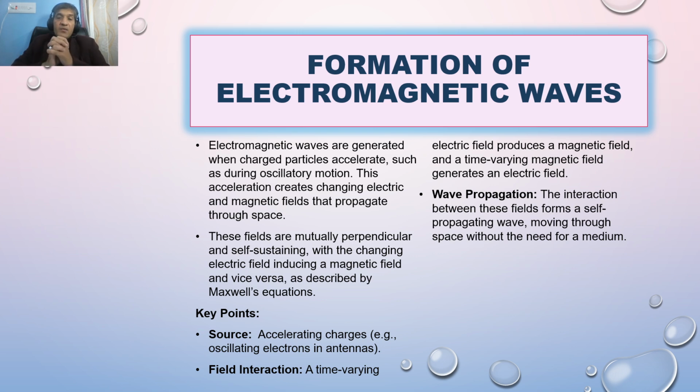So here are some basic points regarding the formation of electromagnetic waves. First I read the points individually, and then we explain them in a very detailed manner so that you may understand the physics behind the formation of electromagnetic waves. Here is the first point: electromagnetic waves are generated when charged particles accelerate, such as during oscillatory motion. This acceleration creates changing electric and magnetic fields that propagate through space.